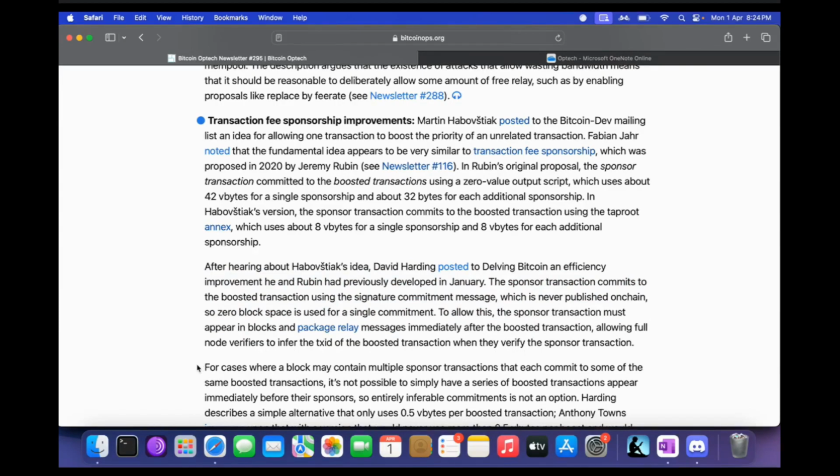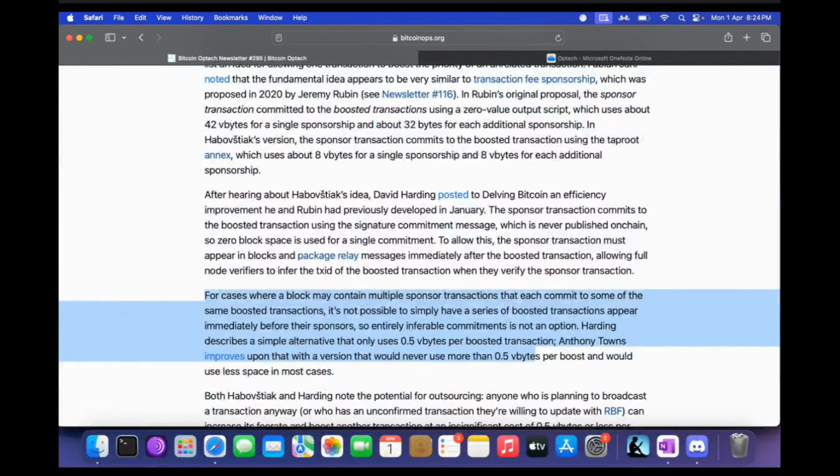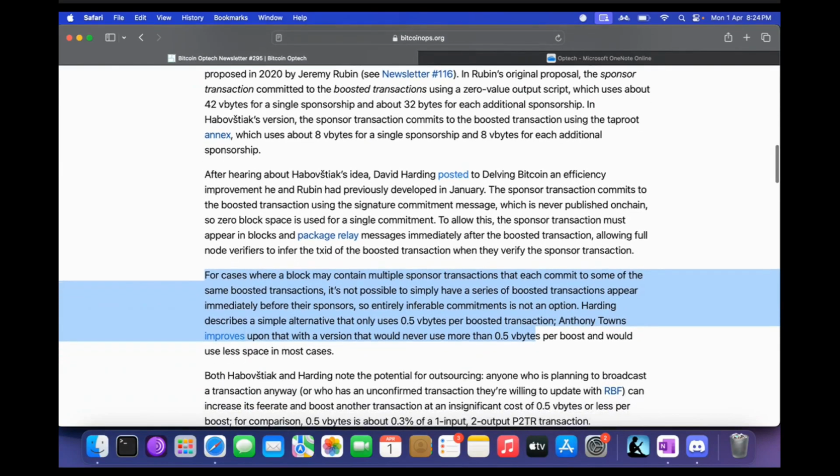For cases where a block may contain multiple sponsor transactions that each commit to some of the same boosted transactions, it's not possible to simply have a series of boosted transactions appear immediately before their sponsors. So entirely inferable commitments is not an option. Harding describes a simple alternative that only uses 0.5 virtual bytes per boosted transaction. Anthony Towns improves upon that with a version that would never use more than 0.5 virtual bytes per boost and would use less space in most cases.